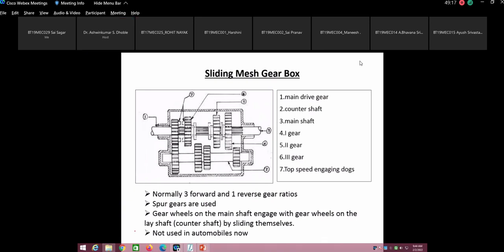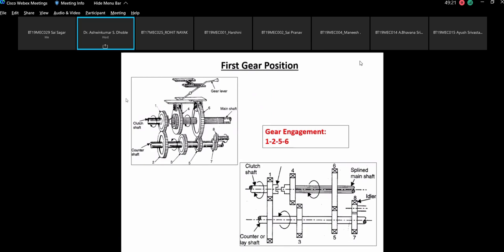Yeah. Now coming to the next thing, the first gear engagement. Now see carefully. The first gear engagement. What it is saying, gear 1. So power will come from here. It will get transmitted to here, from the main shaft gear to the lay shaft gear. Now this lay shaft will rotate.